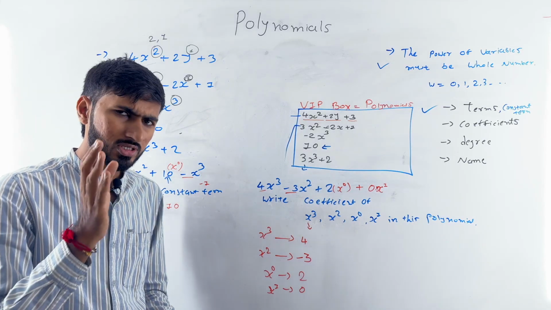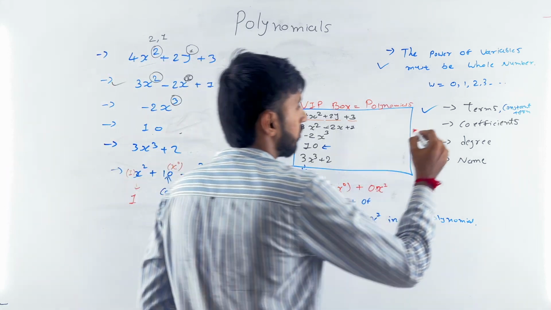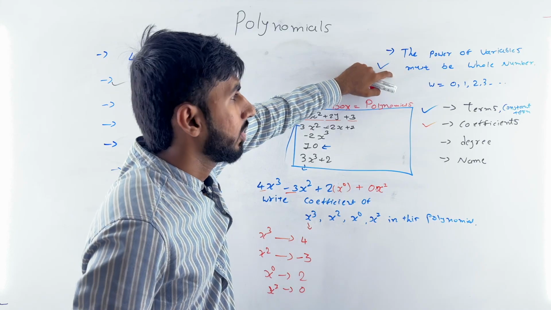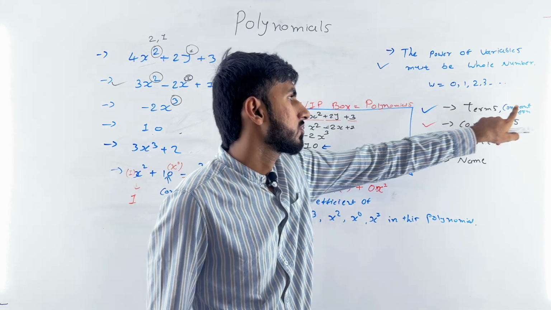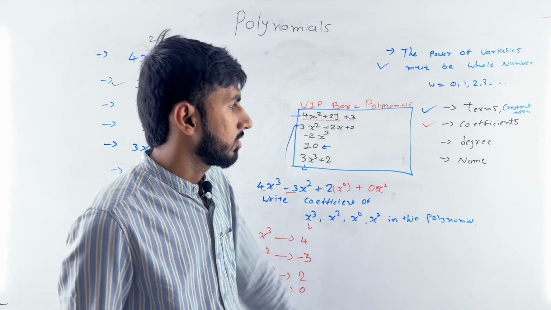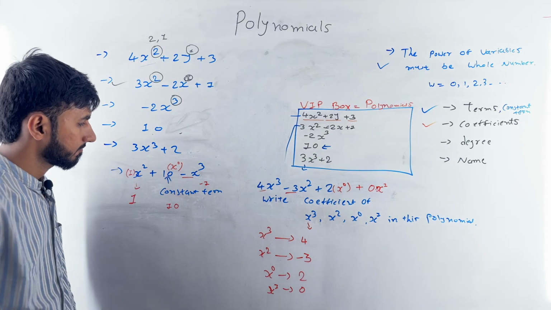Coefficient is nothing but just a number that is multiplied with the variables. So we all know what is coefficient. We have studied how to identify a polynomial, what are terms, what is a constant term. Now we have learned what is coefficient. Now we will go to the degree of a polynomial.